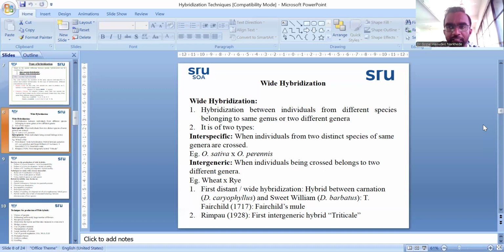The second type is the intergeneric cross, when two individuals being crossed belong to two different genera. So interspecific is a cross between two individuals of the same genus but different species, and intergeneric is between plants belonging to two different genera. An example of intergeneric is the cross between wheat and rye, which gives triticale. The second example is the cross between carnation and sweet william, which gives Fairchild's mule.